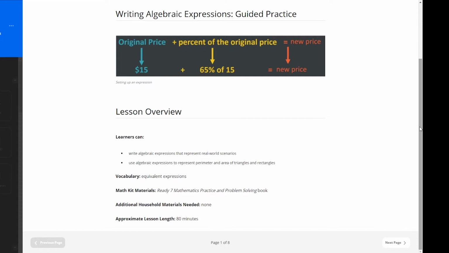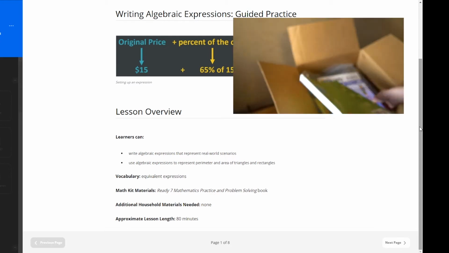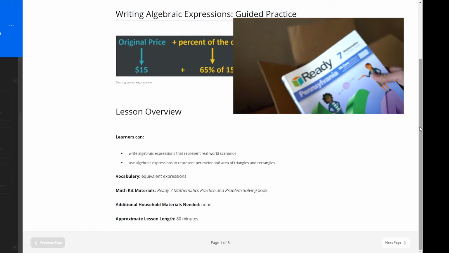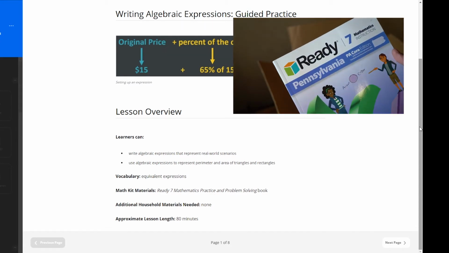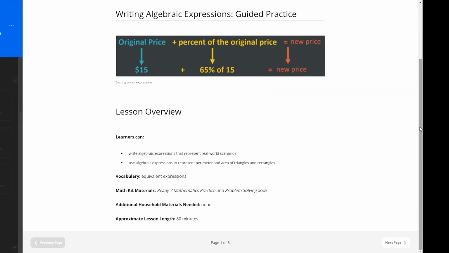The only math kit material required for this lesson is the Ready 7 Mathematics Practice and Problem Solving book. This problem solving book, as well as many other physical materials, are mailed to families at the beginning of the school year. In this lesson, the Practice and Problem Solving book is listed, as it can be used to review previous work. There are no additional household materials needed for this lesson, and the approximate lesson length is 80 minutes. Just like with all CCA lessons, learners are encouraged to take breaks as needed.